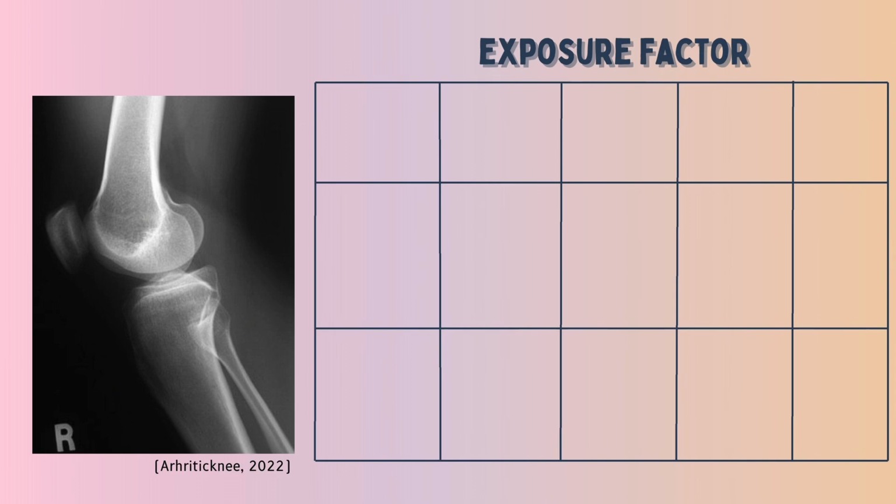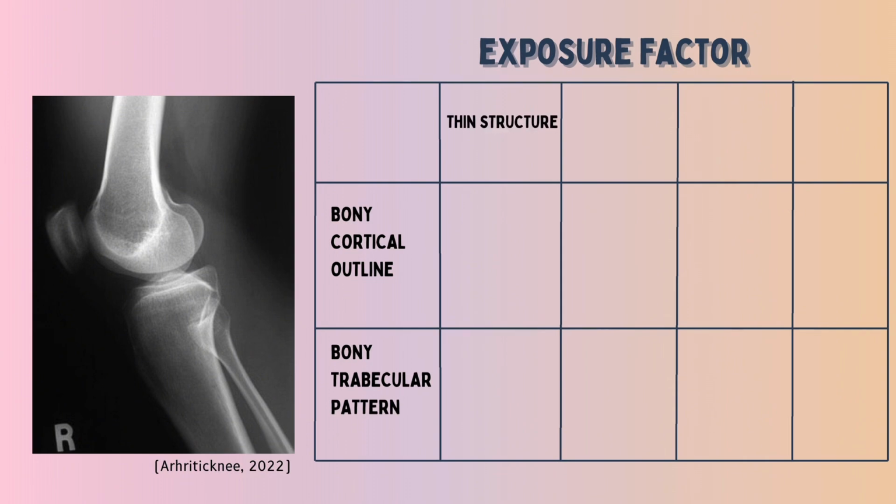When evaluating the exposure factor, we must look at the KVP and the MAS used. The KVP used gives effect to the contrast of the image, while the MAS used gives effect to the density of the image. To ensure if the exposure factor is appropriate, we must assess the image using the structures for bony cortical outline and the bony trabeculae pattern. We must also assess whether the thin structure and the thick structure are visualized in the radiograph. In knee lateral projection, the thin structure is the patella, while the thick structure is the femoral condyle.